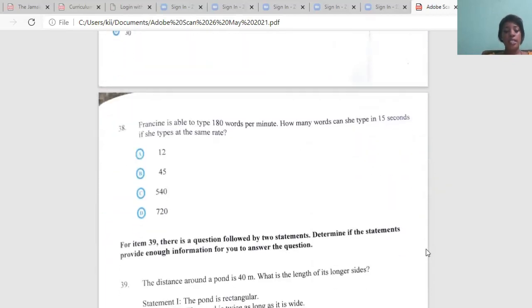Let's move on to 38. Francine is able to type 180 words per minute. How many words can she type in 15 seconds if she types at the same rate? So we're dividing. She can type 180 words per minute. How many words can she type in 15 seconds?